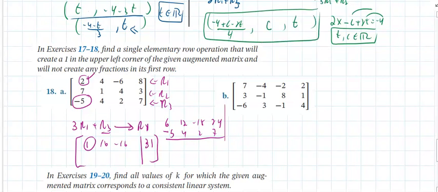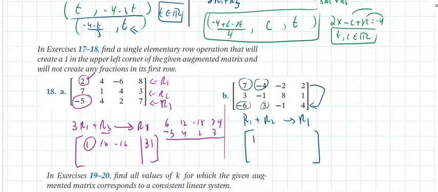And if I wanted to apply that on B, well, if I took row 1 and added to row 2, but put the result in row 1, what would happen? So if I add this and this, well, negative 6 plus 7 is a 1. 3 minus 4 is a negative 1. Negative 1 minus 2 is negative 3. And 4 plus 2 is a 6. And that's all they want.